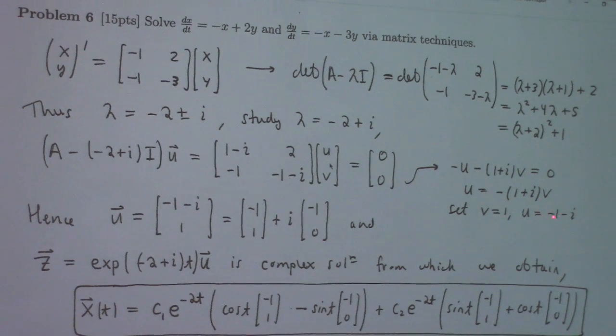I put v equal to 1. I get u equal to that. That gives me this complex eigenvector. That's the real part. That's the imaginary part. And you use those to construct the solution. That's the real part of this. This is the imaginary part of this. And you only need 2 solutions. That's it. You don't have to do anything with the conjugate eigenvalue.